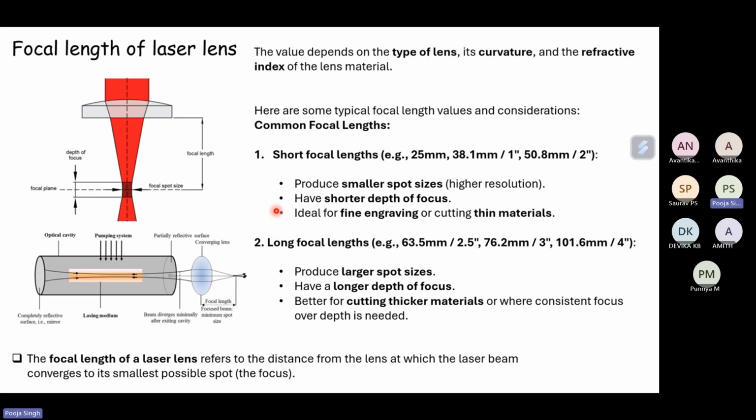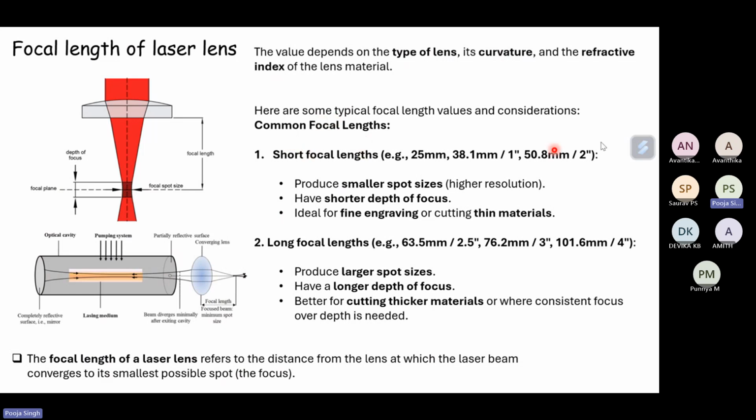Okay, so what is the focal length? The focal length of the laser refers to the distance from the lens at which the laser beam converges to the smallest possible spot. Now, what are the common focal lengths? The value of the focal length basically depends upon what kind of lens we are using, its curvature, and the refractive index of the lens. So a question may be asked: on what factors does the focal length of the laser depend? You have to answer: the type of the lens, the curvature, and the refractive index of the lens material.